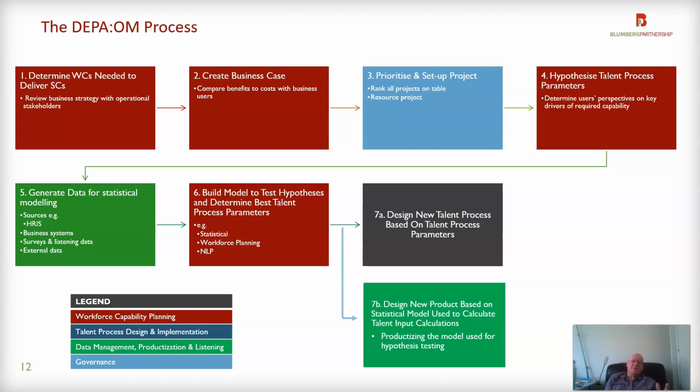But let's say that it was a liberal arts education. Turned out to be important as well. In that case, they would design a new talent process for learning and development. So that's how you use the parameters calculated by the model.